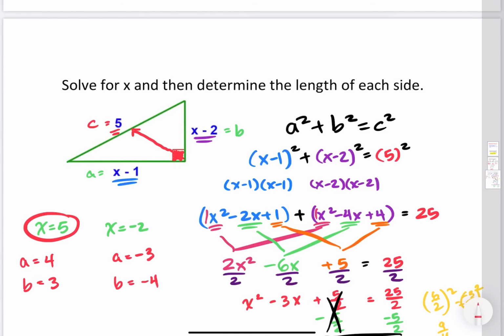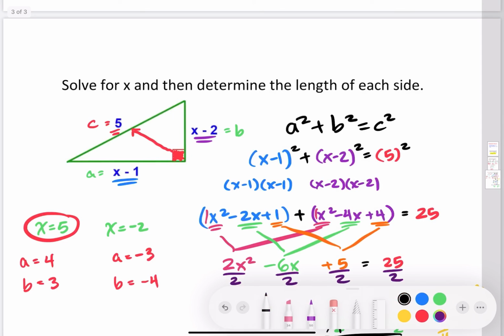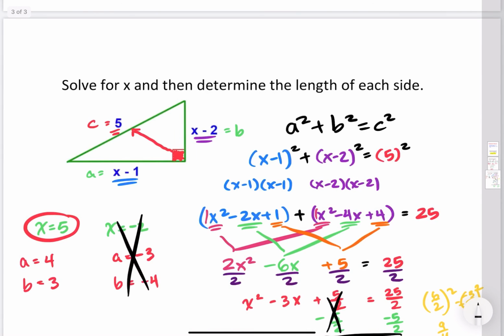And I can't have a negative length. So therefore, our solution is x is equal to 5, and our a value will be 4, and our b value will be 3. Okay, I hope this helped out. And again, you need to be able to figure out whether a triangle is acute, obtuse, or right by using the Pythagorean relation, and you should also be able to solve for a missing variable, just like this one.